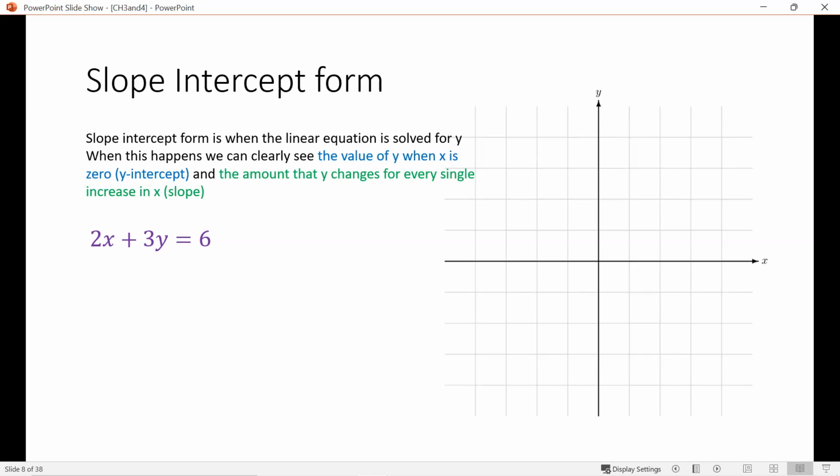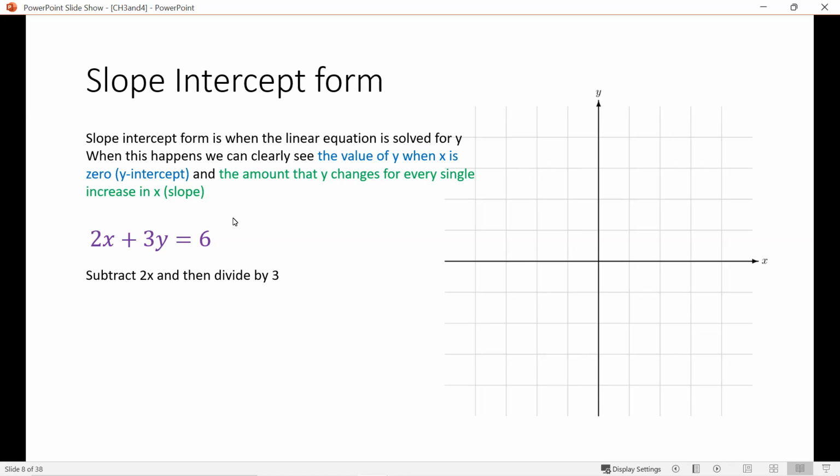Given that slope, we can now talk about the slope-intercept form of these linear equations. So our linear equations are going to take on a few different forms. The easiest one to graph is the slope-intercept form. A slope-intercept form occurs when we have solved our linear equation for y. Okay. This happens when we can clearly see the value of y when x is 0, the y-intercept. Okay, so it's called slope-intercept form because we will be able to clearly see the slope and the y-intercept in the equation itself. Okay.